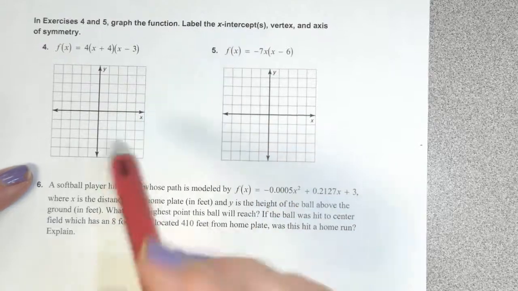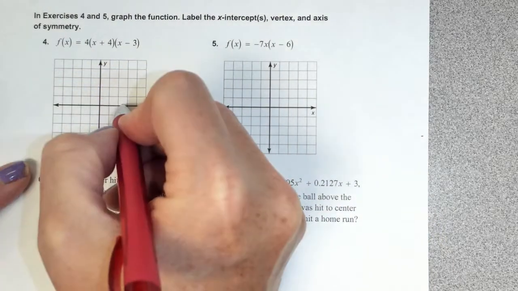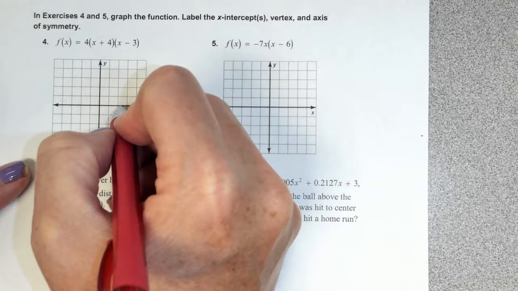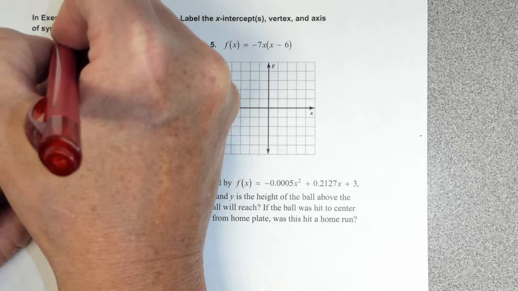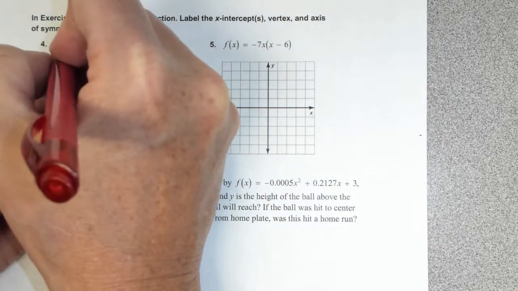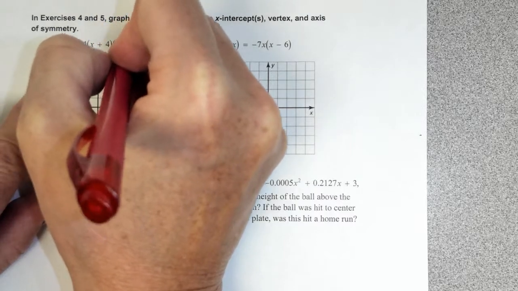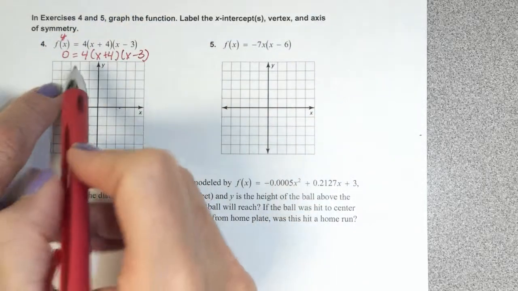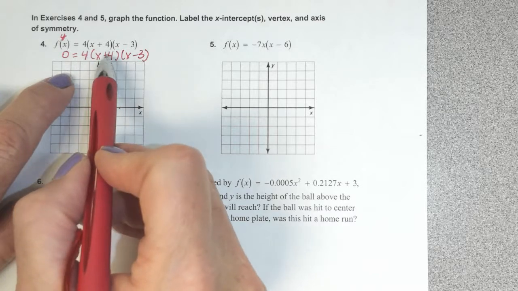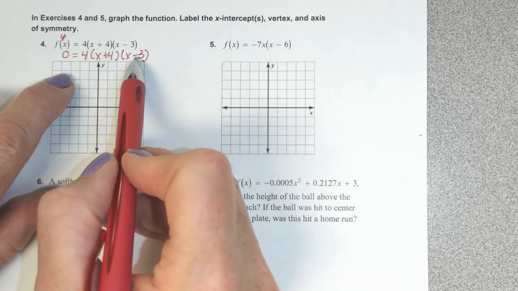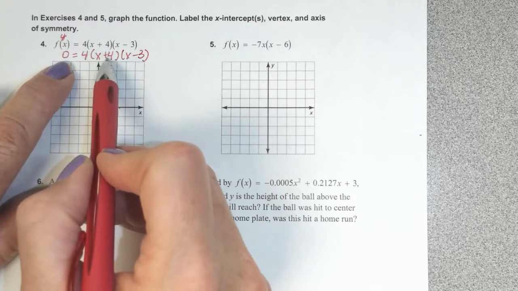So I'm going to first find the x-intercepts. At x-intercepts, what's equal to 0? X or y? Y. So I'm going to set f of x, that's the same thing as y. I'm going to set that equal to 0. First, I look at every factor. This is a factor, this is a factor, this is a factor. Can 4 ever equal 0? No, I'm not going to worry about that.